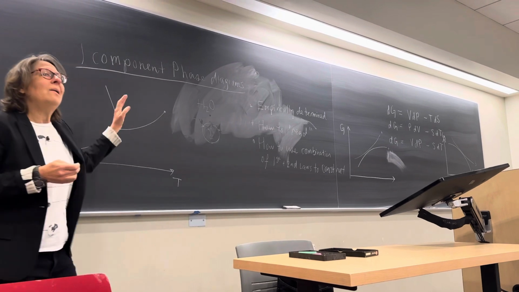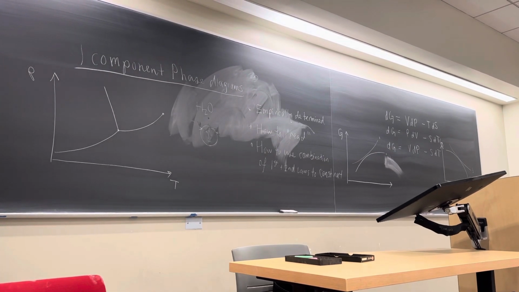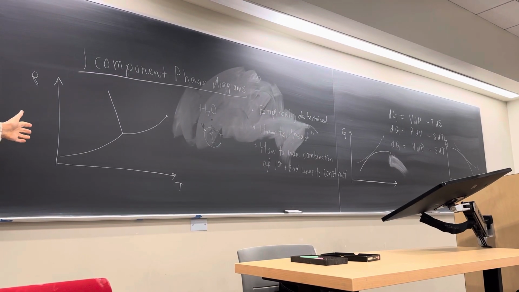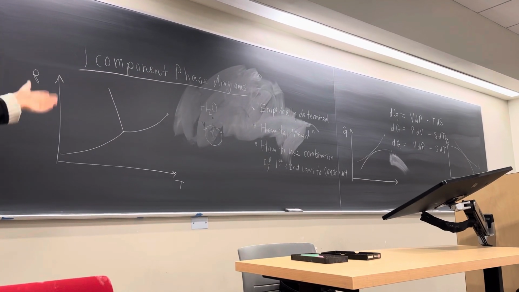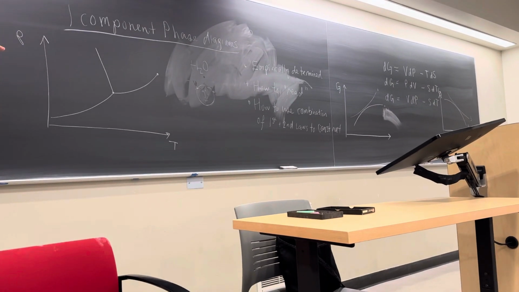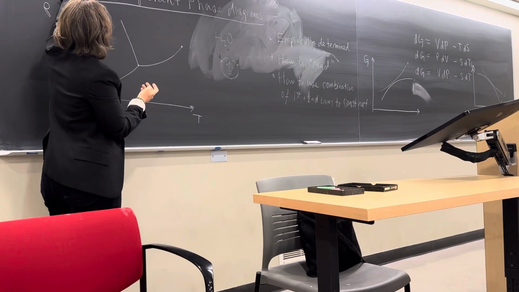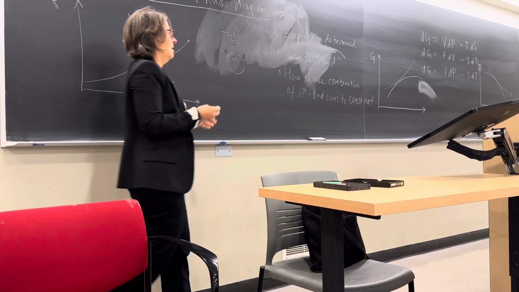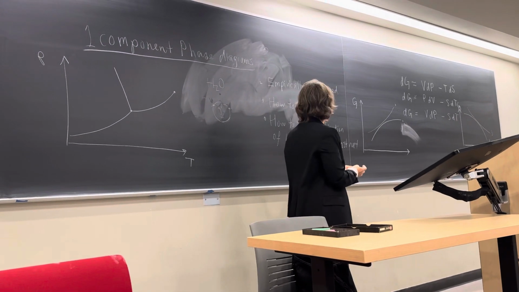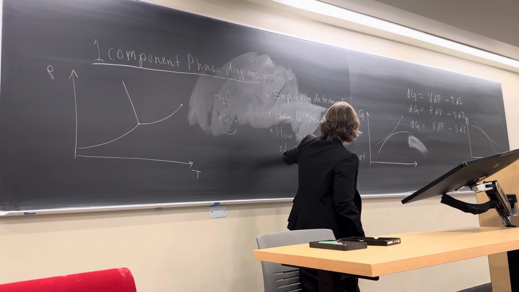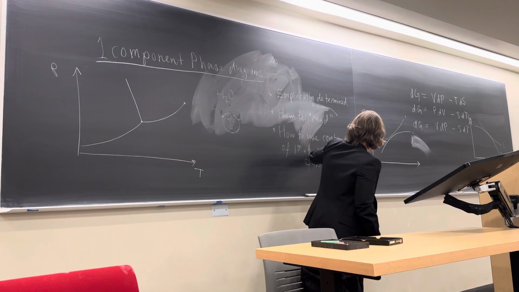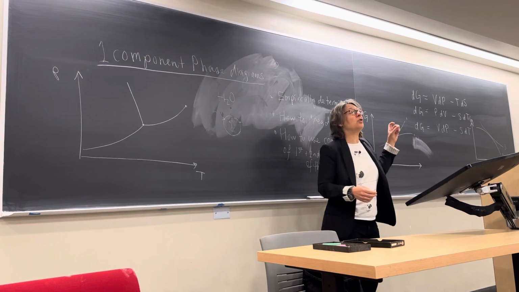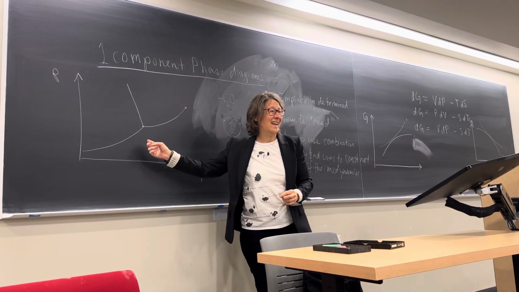So, okay, this is our water phase diagram. And what I'm going to talk about today is how do we know what this phase diagram is? How do we read any one-component phase diagram? And also, how do we take the combined statement of the first and second laws of thermodynamics, which I think is what you've been doing up to now, to construct a one-component phase diagram.